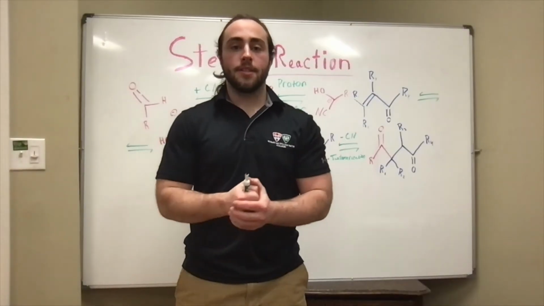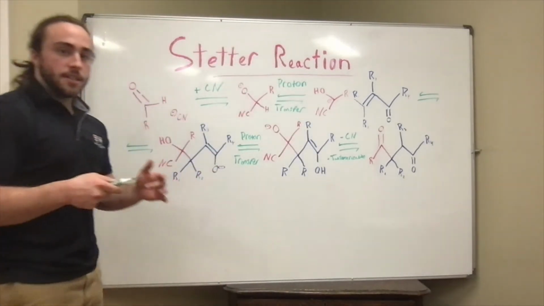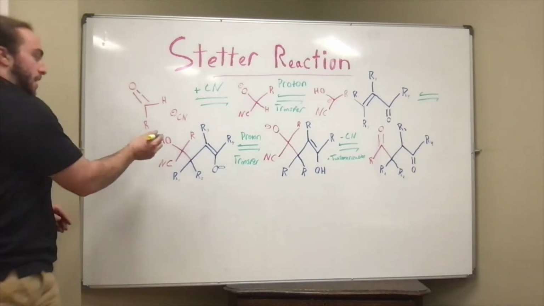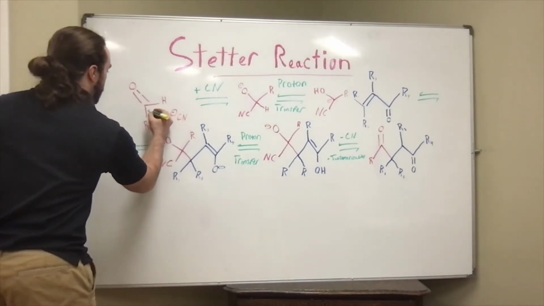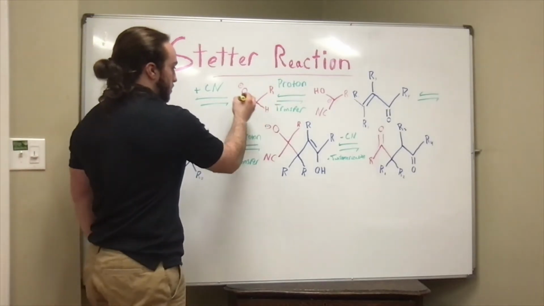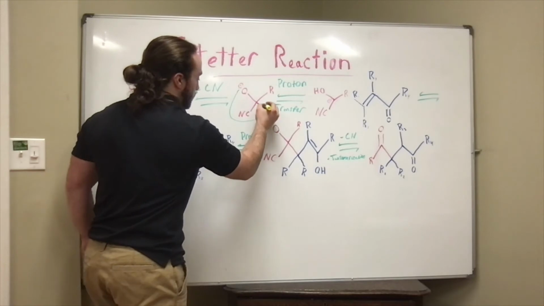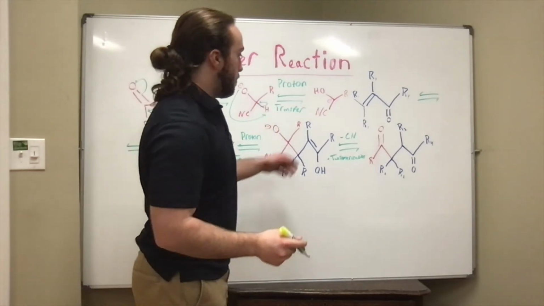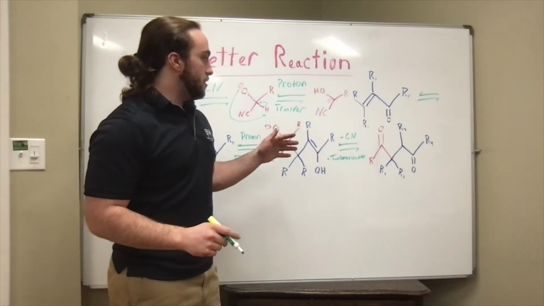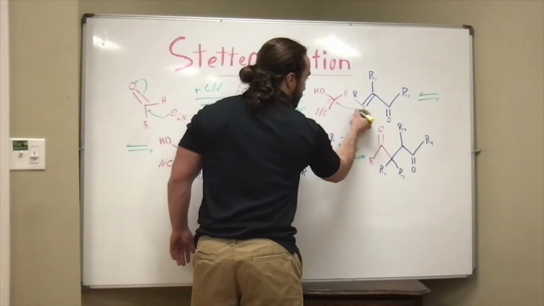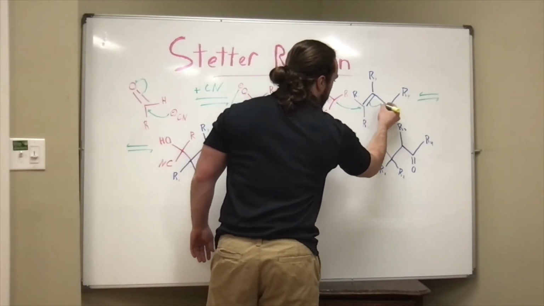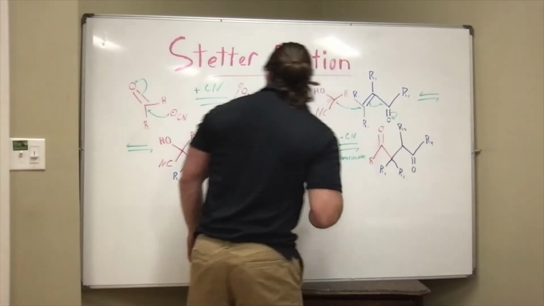Behind me is the Stetter mechanism. Now this mechanism is very similar to the benzoin reaction, in which the first step, NaCN will dissociate into a cyano group. This group will attack the aromatic aldehyde, thus negating the oxygen and causing the proton transfer in the next step, which will negate this carbon here. But instead of attacking another aromatic aldehyde, it will attack an alpha-beta unsaturated ketone, attacking the double bond here, moving the electrons over because of resonance, and negating the oxygen.